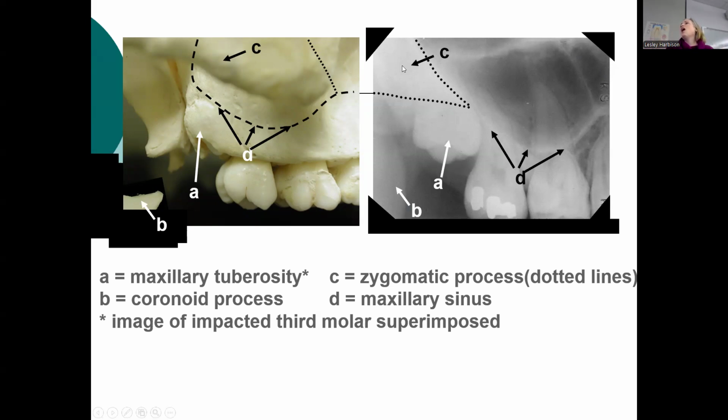Okay, and then again, I don't love this picture for the coronoid process because you can't really see that good swoop, but that's what causes this density, this radiopacity. We have the maxillary sinus here, and then this is part of the coronoid process on the mandible.